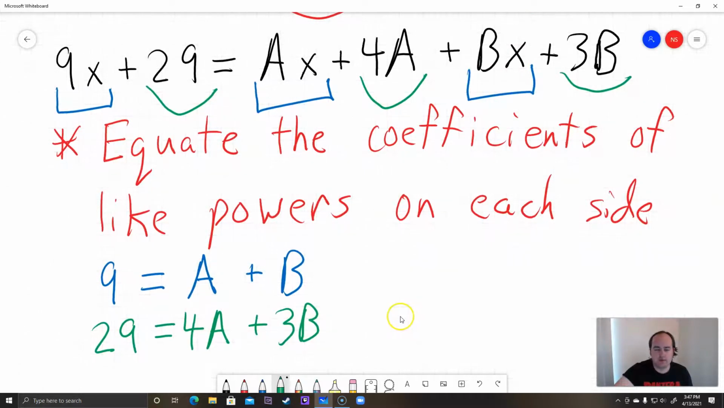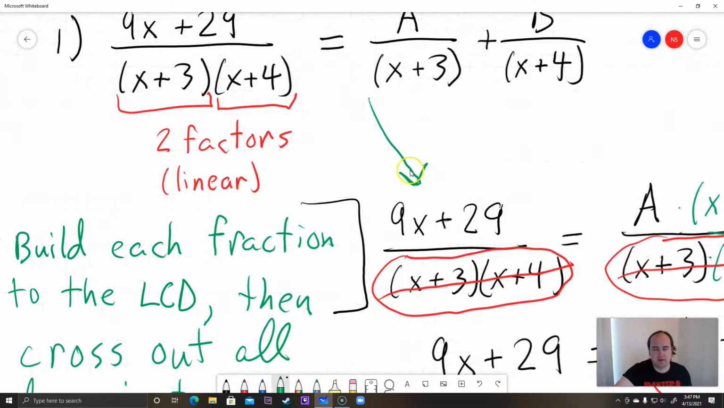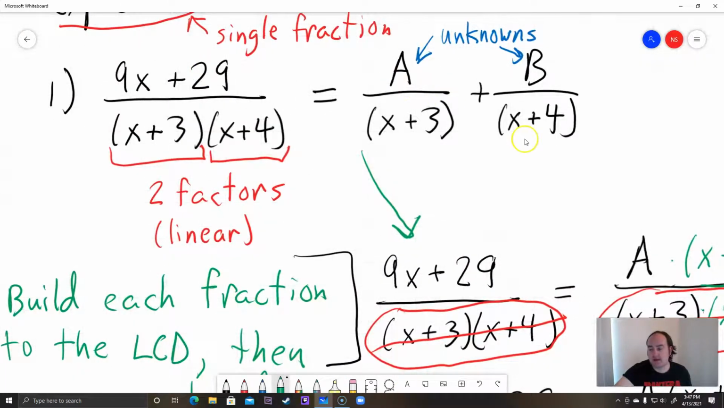All right, and then what do we do from here? Well, remember, a and b are unknowns, but they are not variables, so they're something that you want to solve for. Our goal at the end of this is once we know what a and b are, we're going to be able to plug them back into this original equation up here, and then we'll have the right side of this equation, and that will give us the partial fraction decomposition, which is what we want.